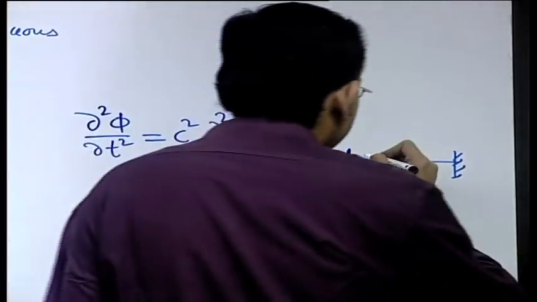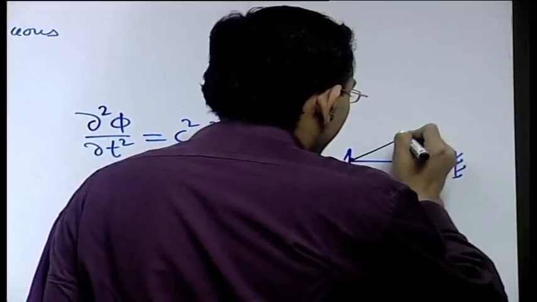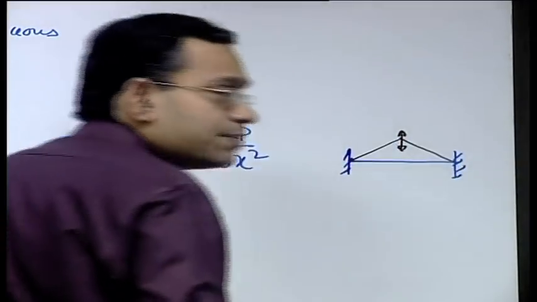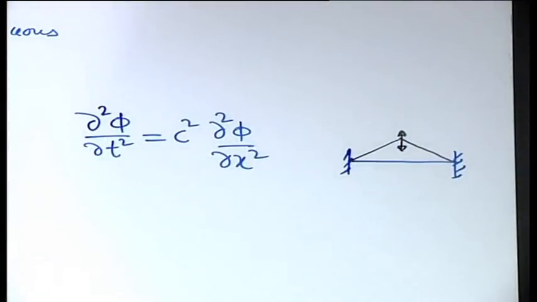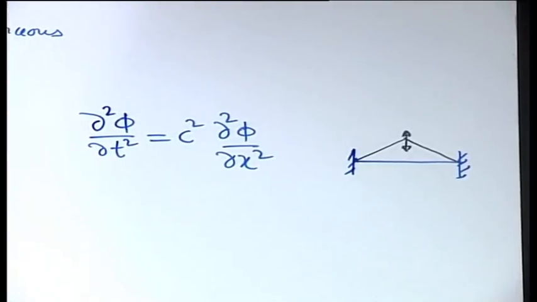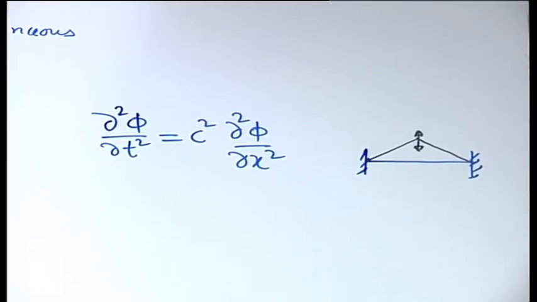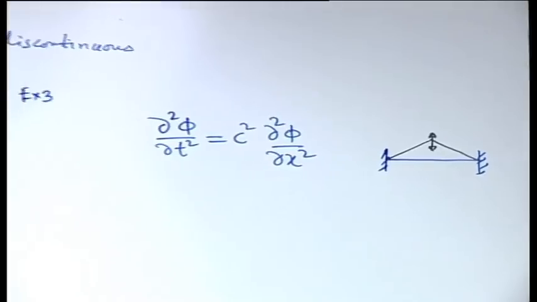Now, you create an initial disturbance by giving some initial displacement and initial velocity to it, and then release it. Then what will happen? The string will vibrate, and its displacement will be governed by this equation as a function of position and time.